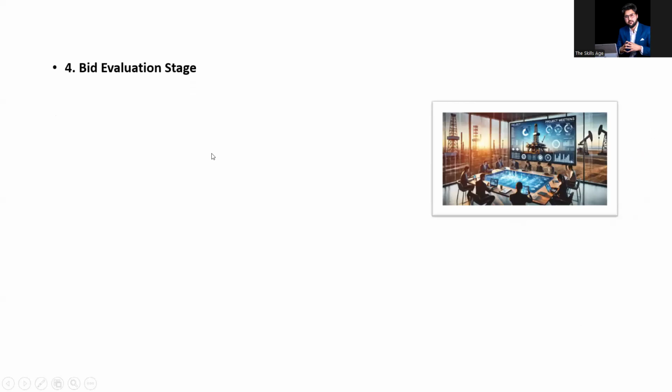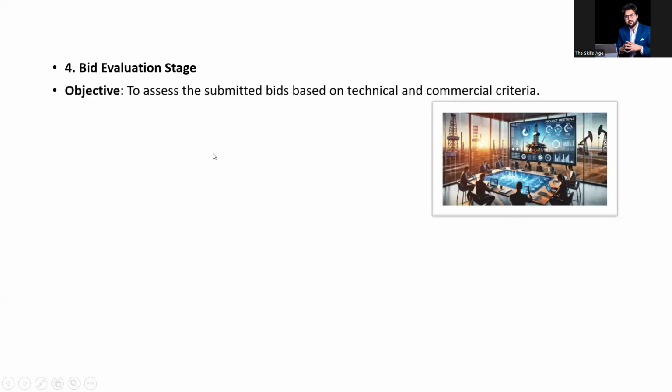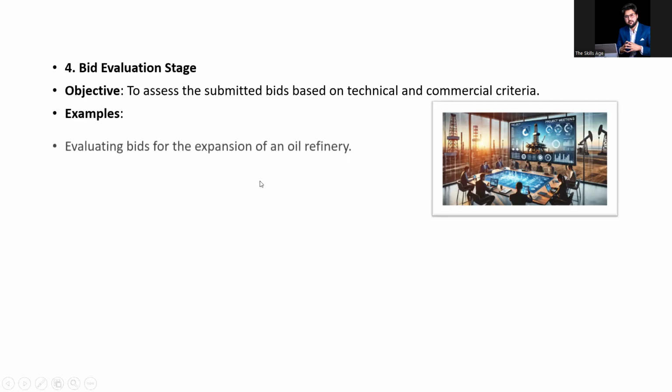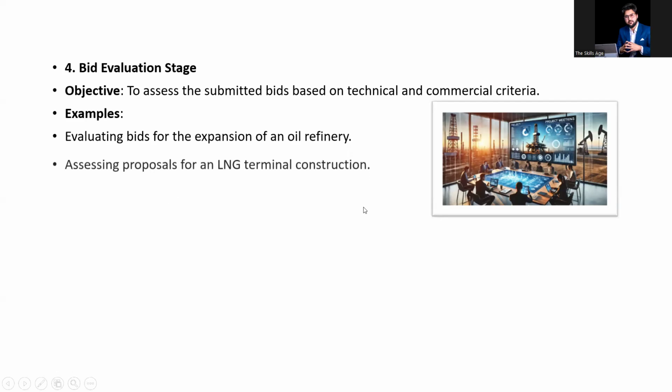And the bid evaluation stage from the client perspective to assess the submitted bids based on technical and commercial criteria. How? First of all, you have 30 contractors, you invited 10, and then they are going to prepare this bid data and all that. Now you have to go for only one. So to reach on this point, what is the criteria? What are the different kind of things? Examples, oil refinery project or any project.